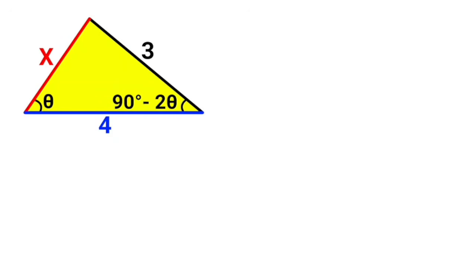In today's video, we are going to solve another interesting geometric problem. In the given triangle, the sides have lengths 3, 4, and x. The angle opposite to the side of length 3 is theta, and the angle opposite to the side of length x is 90 degrees minus 2 theta. Our goal is to find the exact value of x.